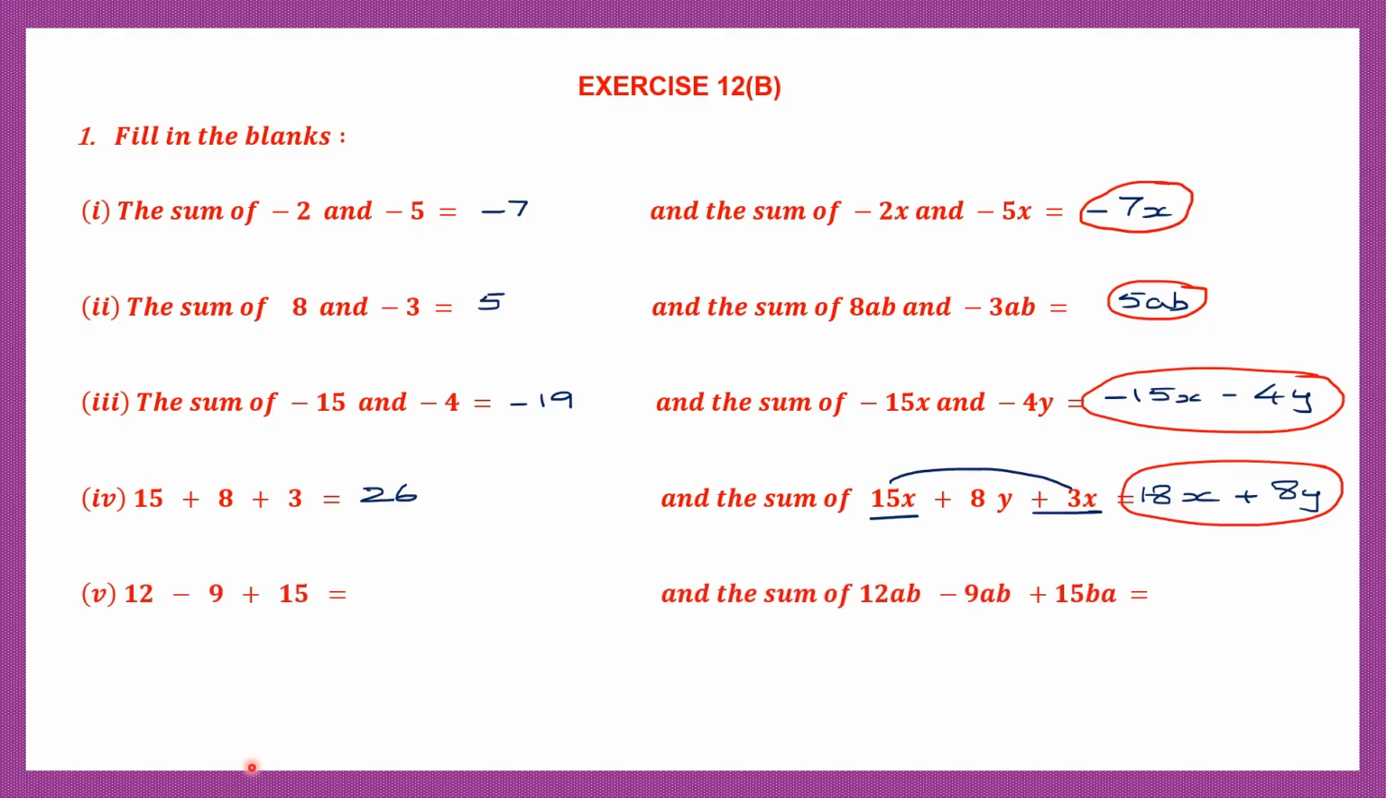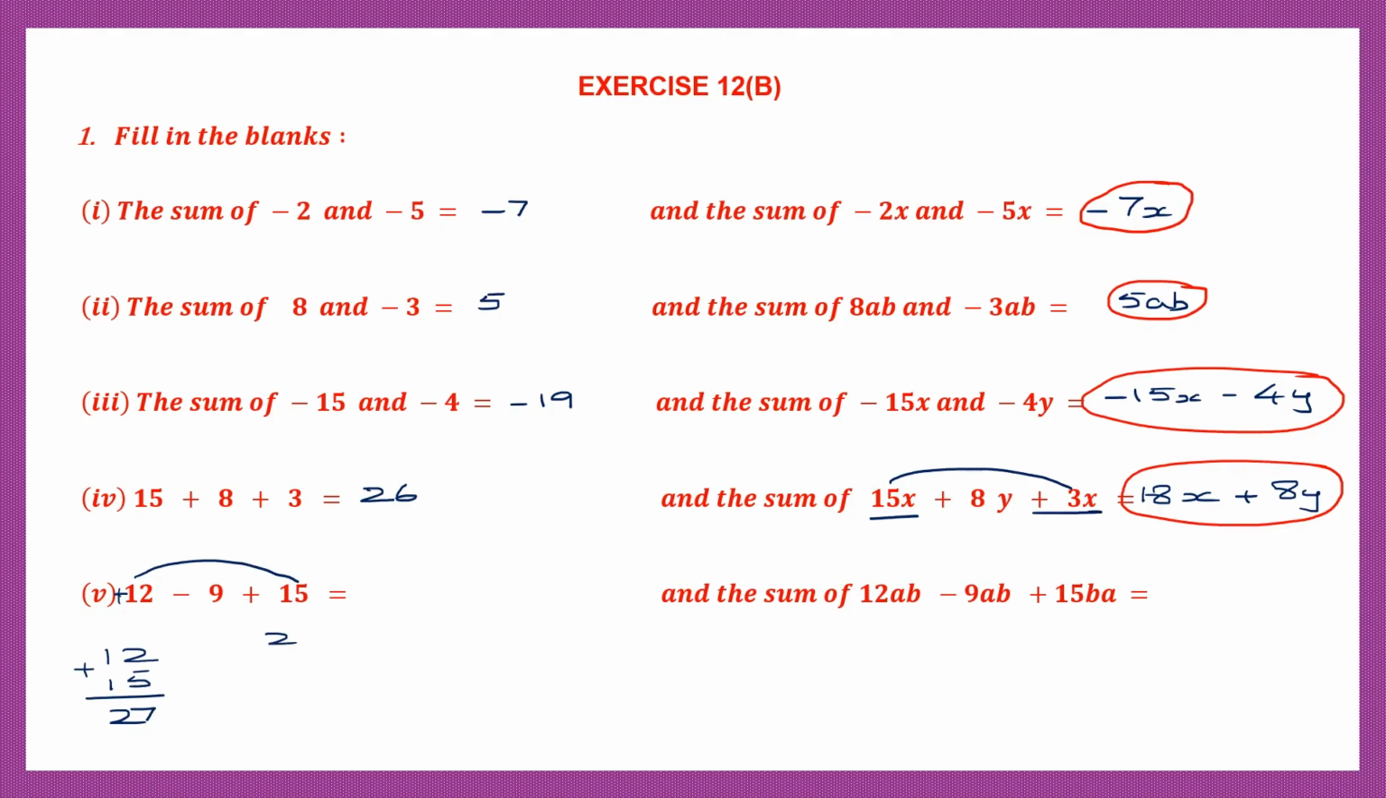Question 5. 12 minus 9 plus 15. So here what do we have? We have 12 minus 9 plus 15. Here we're going to first do addition and then the subtraction. When we do addition, add the numbers that have the plus sign. 12 has a plus sign, 15 has a plus sign. Add it up. 12 plus 15 is 27.